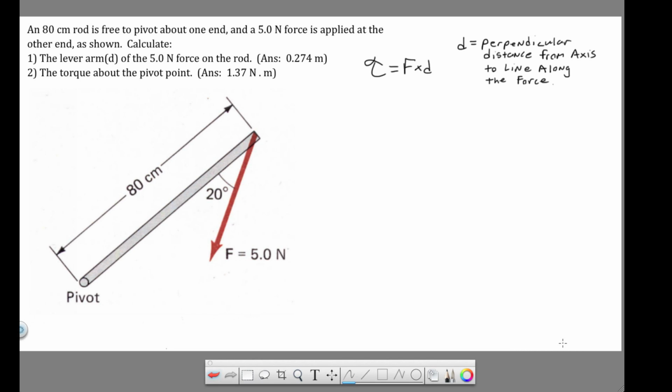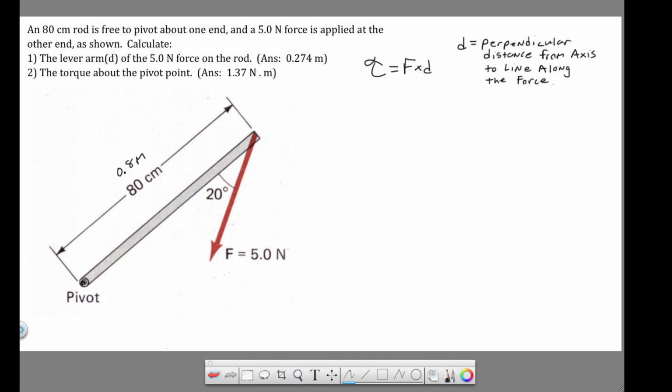Okay, so this is a very quick problem on torque. We have an 80 centimeter rod and we want to convert 80 centimeters into meters. So this is going to be 0.8 meters. That's what we'll use. And we have this 5 Newton force that's acting at a 20-degree angle to the rod, as shown here in the diagram.